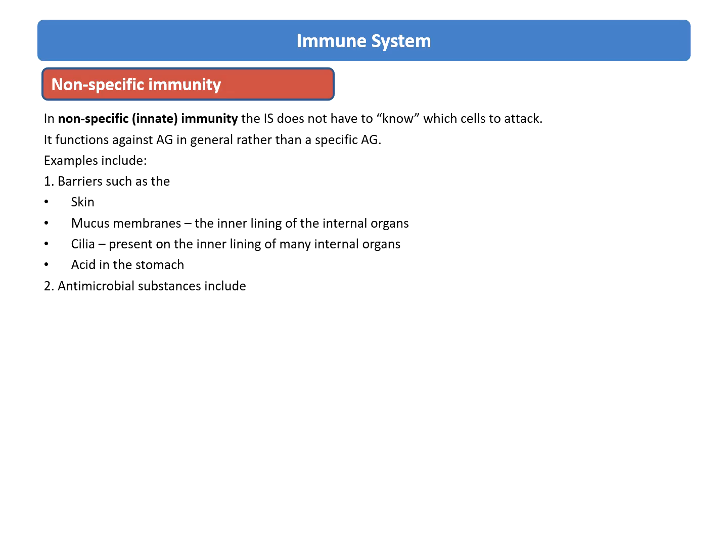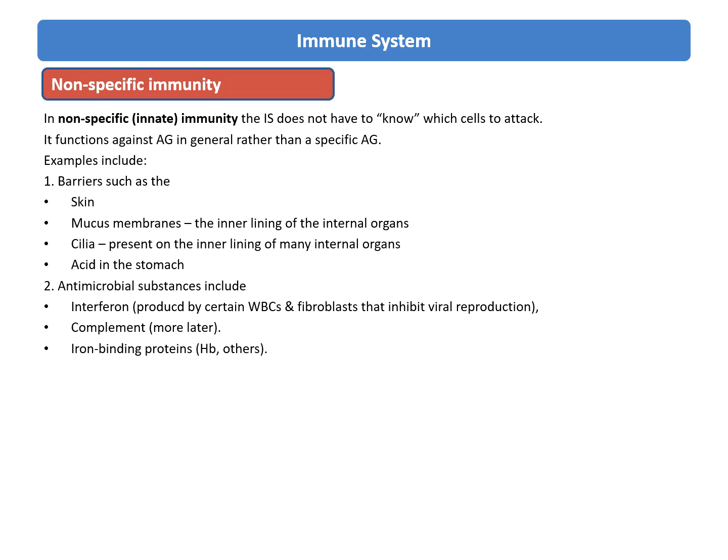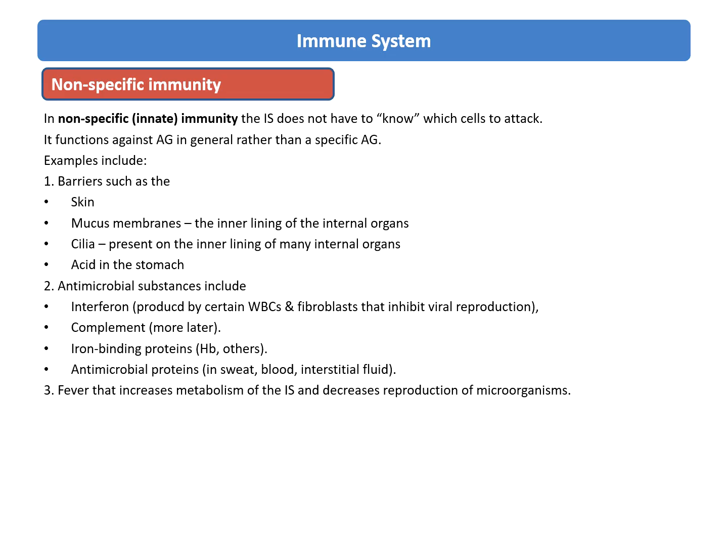Antimicrobial substances may serve in a nonspecific way. These include interferon. It's produced by certain white blood cells and fibroblasts, and they inhibit viral reproduction. Complement, we'll talk about this later. Iron-binding proteins such as hemoglobin and others. Antimicrobial proteins are found in sweat, blood, and intestinal fluid. Much is still being learned about these antimicrobial substances.